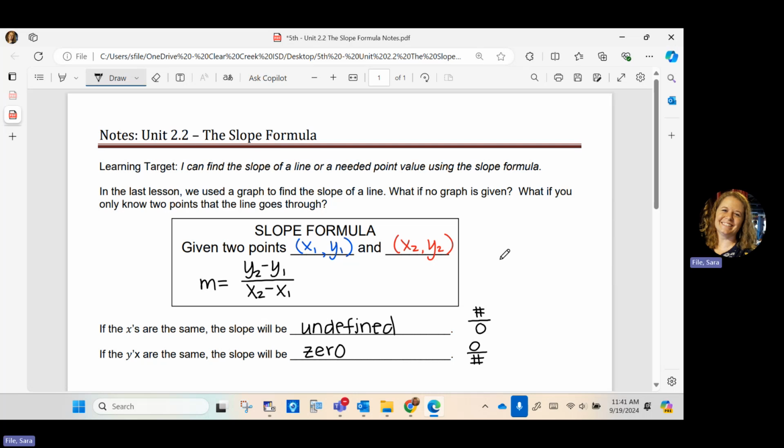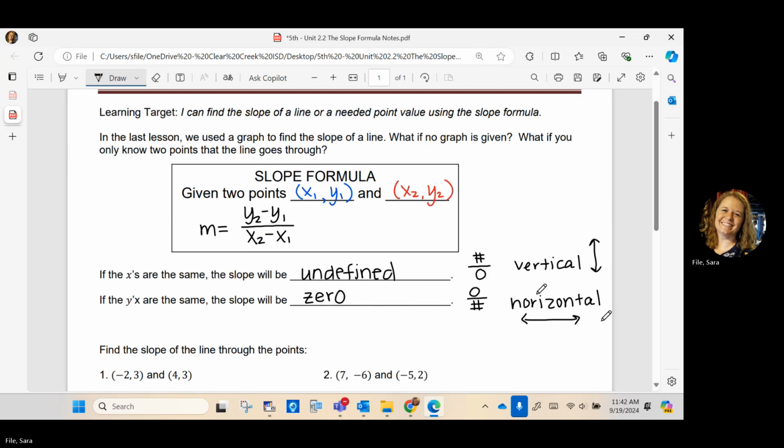All right, so if the x's are the same, it's undefined. If the y's are the same, it's 0. What that looks like if you were to graph it, this would be a vertical line. This would be a horizontal line. Remember, horizontal is like this. Vertical is like this. So if it's vertical, it's undefined. If it's horizontal, it's a slope of 0.